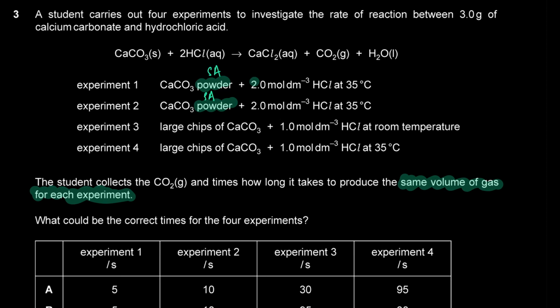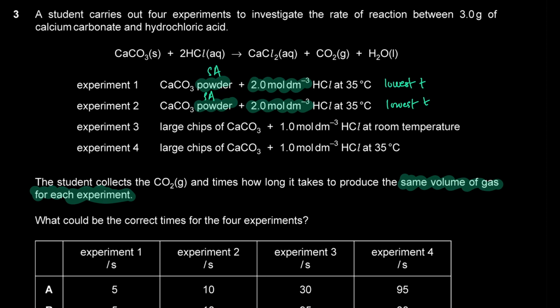So we have a higher concentration of HCl as well in experiments 1 and 2 compared to 3 and 4. So experiments 1 and 2 will take the lowest amount of time, right? The rate of production of carbon dioxide will be the fastest in these two experiments. Higher surface area, higher concentration means faster rate.